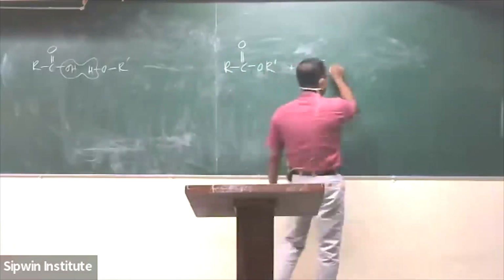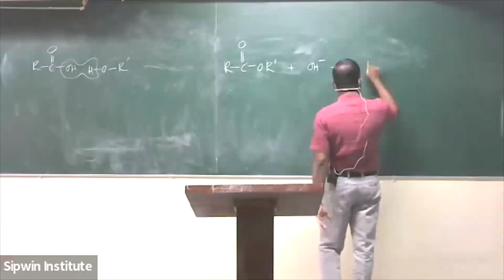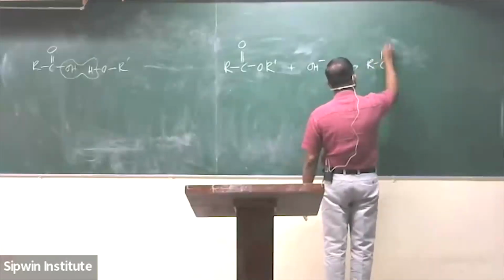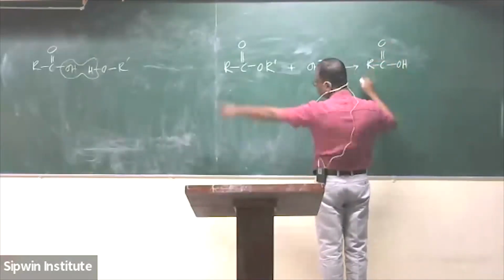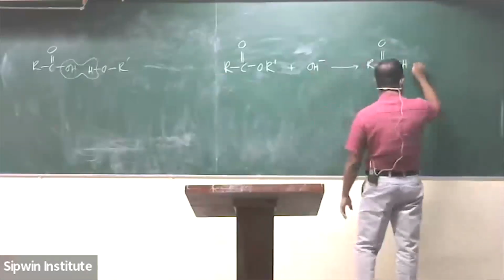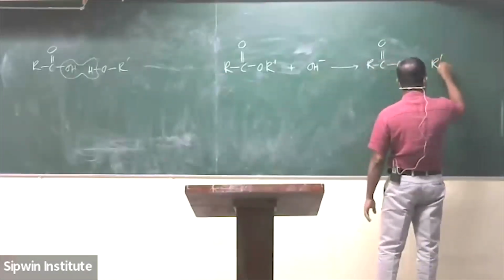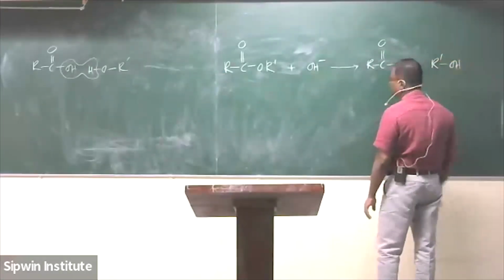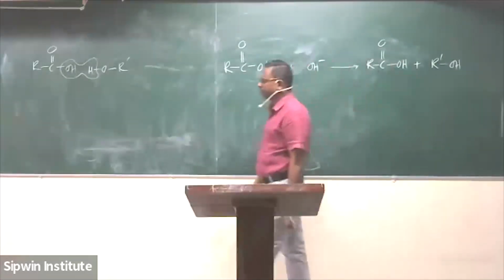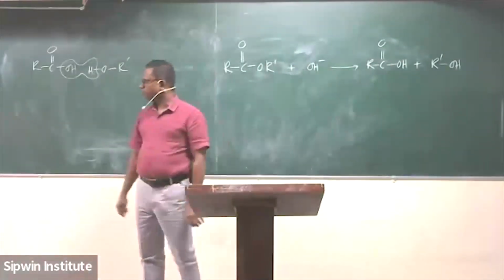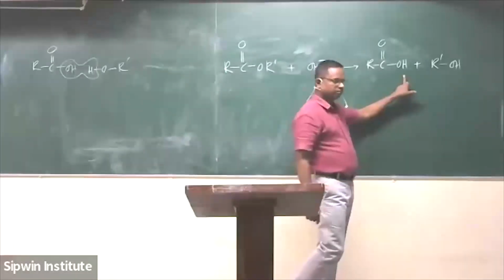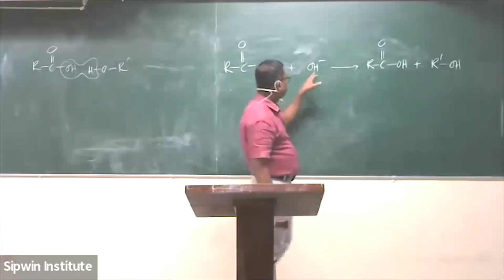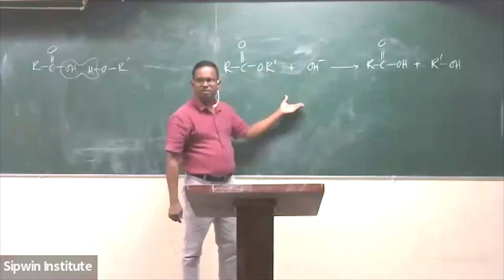Then with that, RC double bond O OH, the carboxylic acid, and the alcohol R'OH, these two are produced. But as you know, when you consider a carboxylic acid in a basic medium, all these are in the same medium.